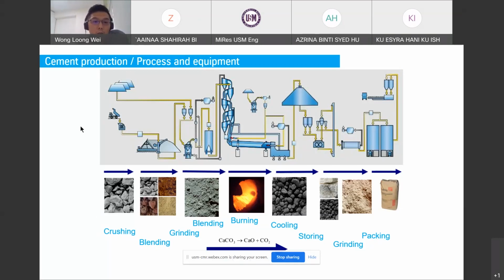In this phase, we call it a blending bed. This blending bed is to blend the limestones with the iron ore, with the alumina clay, with the silica sands at the correct recipe. This recipe is later ground to produce a powder. It's called a raw meal powder.